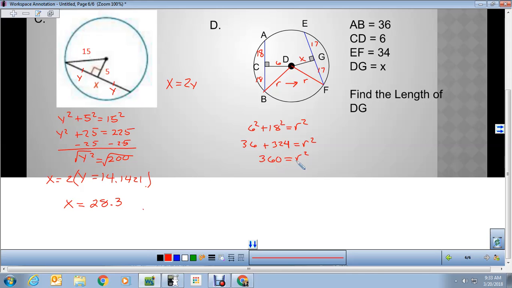Now at this point we could simplify down and find our radius and then plug it back in over here. But we're going to do Pythagorean theorem over here again, which means that this is going to be r squared is equal to x squared plus 17 squared. Well, we already know what r squared is. It's 360. So I'm going to bring this over here and plug it in for r squared. So this is 360 equals x squared plus, and now we're going to square 17. Let's see, 17 squared is 289.